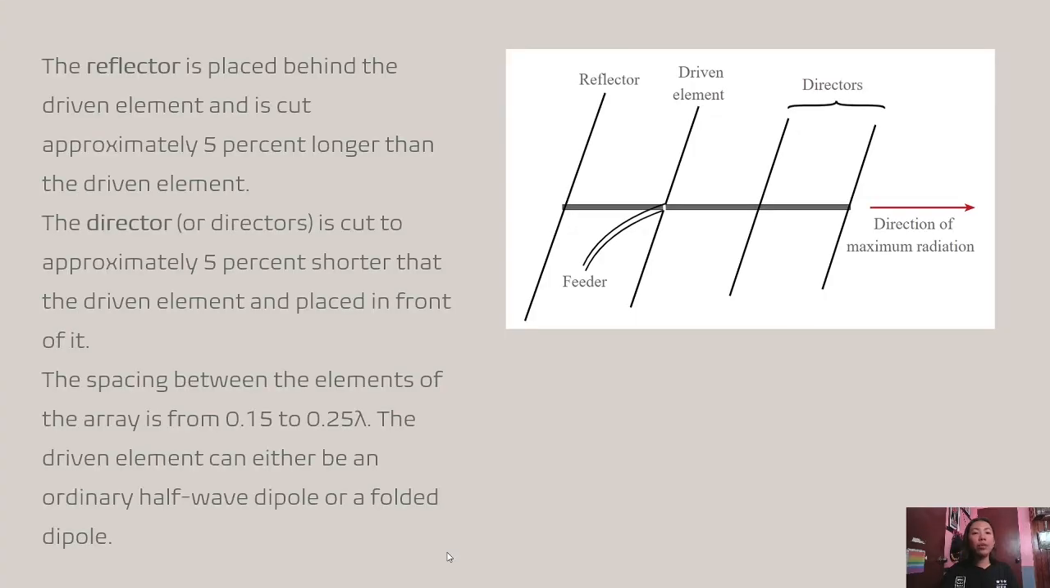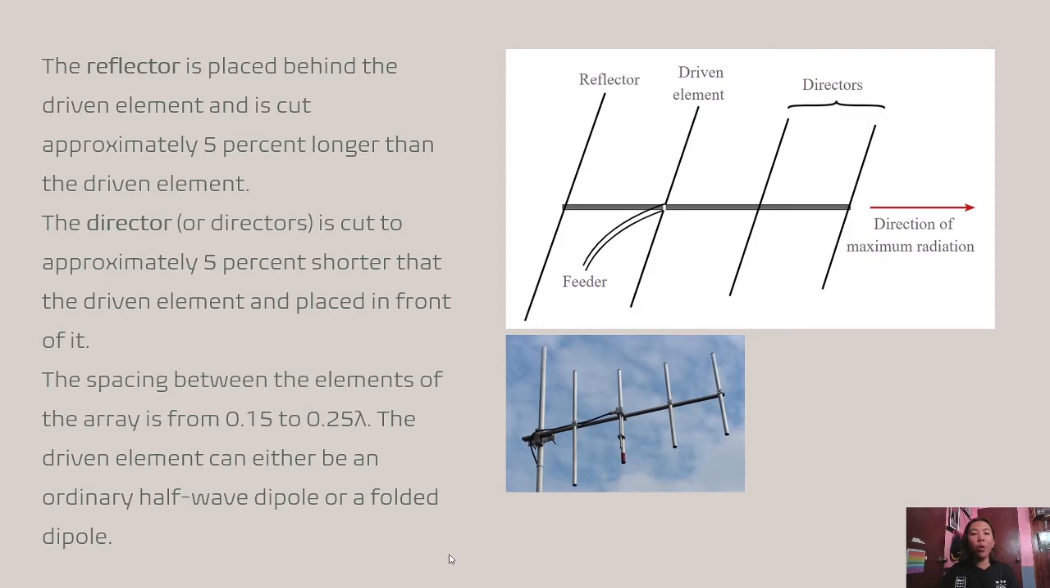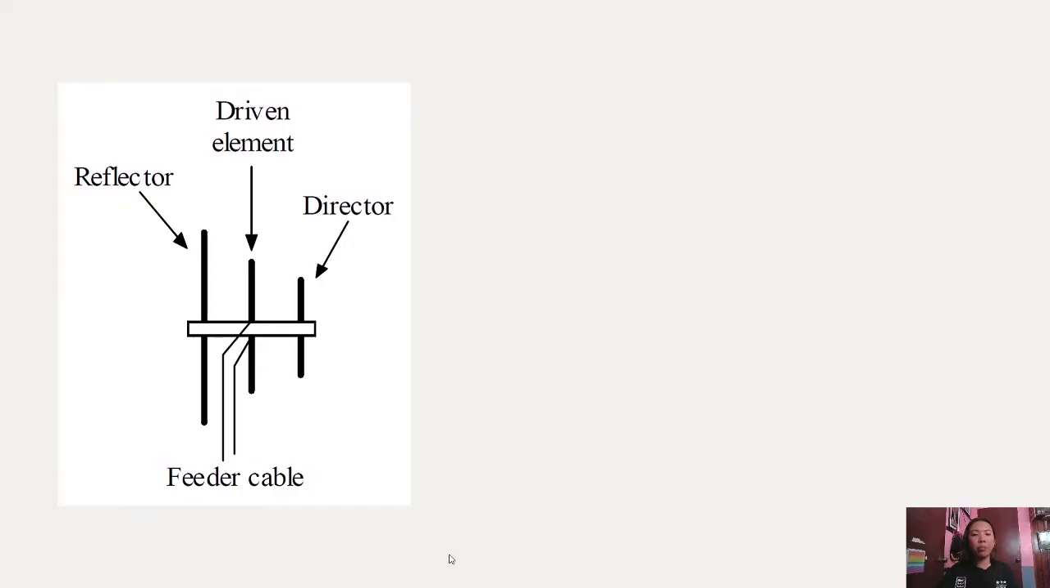The reflector is placed behind the driven element and is 5% longer than it, and the director or directors are approximately 5% shorter than the driven element and placed in front of it. The spacing between them ranges from 0.15 to 0.25 lambda. The driven element can either be an ordinary half-wave dipole or a folded dipole.